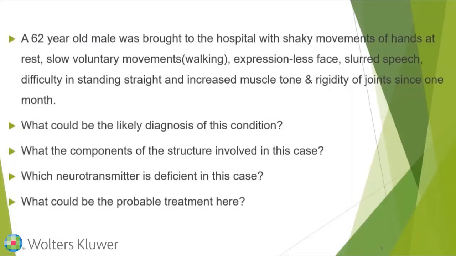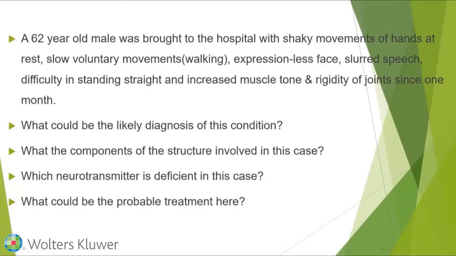Before moving on to the session, let's have a quick look at this clinical scenario. A 62-year-old male was brought to the hospital with shaky movements of hands at rest, slow voluntary movements, expressionless face, slurred speech, difficulty in standing straight, and increased muscle tone and rigidity of joints since 1 month. What could be the likely diagnosis of this condition?